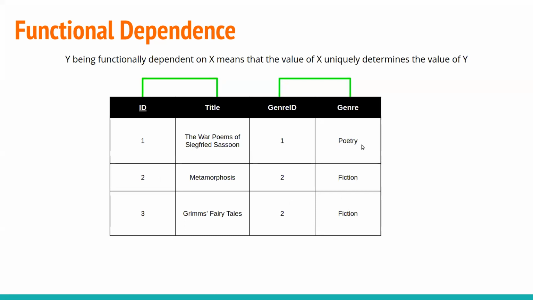What is functionally dependent? Genre is functionally dependent on genre ID, because the genre ID uniquely determines the genre. If you know the ID is 2, you know the genre is fiction, and vice versa. If you know the genre is fiction, you know the genre ID is 2. And actually, that's a good way of thinking about it. If I tell you that the genre is fiction, what does that tell you about the ID of the book? Nothing, right? You don't know. Is the ID 2 or is the ID 3? You don't know, because it's not uniquely determining.